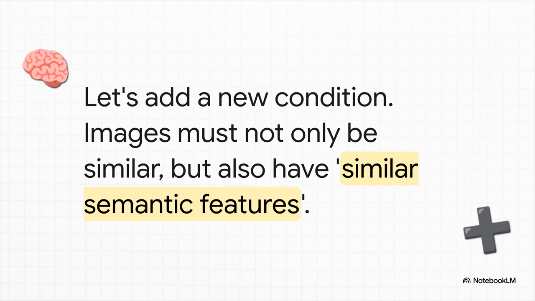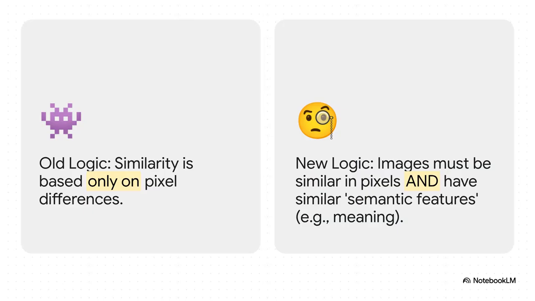Maybe the problem wasn't the logic itself, but our definition of similar. So far, it's just been about pixels. What if we try to inject some actual meaning into the rule? Let's add a new condition: similar semantic features. Now the rule is much tougher. It's not enough for the pixels to be alike. The images also have to be similar conceptually.